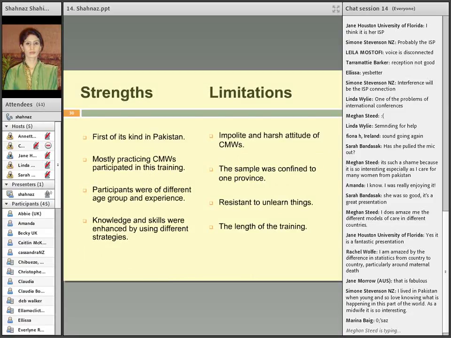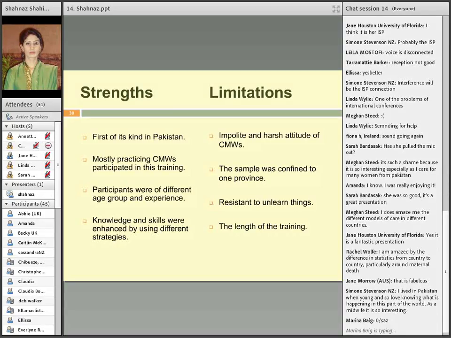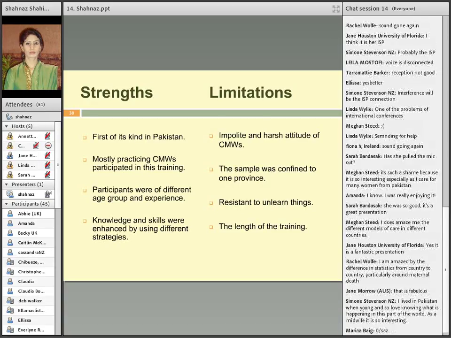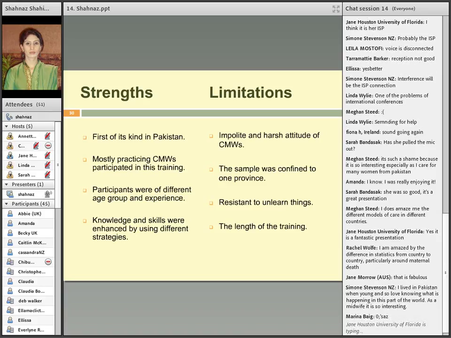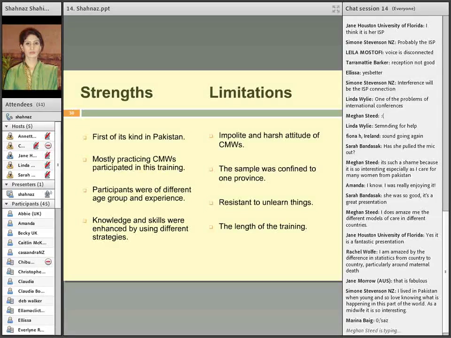Now the strengths and limitations for this study. The strength is that it is the first of its kind in Pakistan; such trainings for the community midwives have never been conducted before. And mostly practicing CMWs participated in this training. So this was very important, very good, because they shared their life experiences that helped everyone to learn and gain information. And participants were of different age groups and experience, as we discussed on the graph. And the knowledge and skills were enhanced by using different strategies. So we tried to use different strategies to teach them different childbirth concepts.